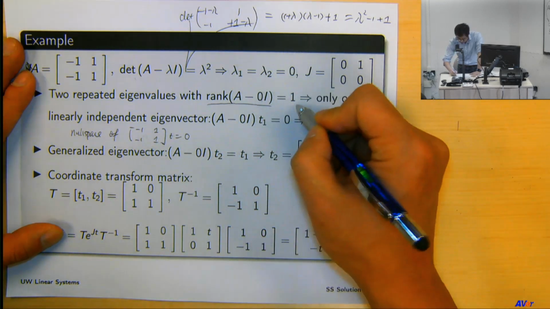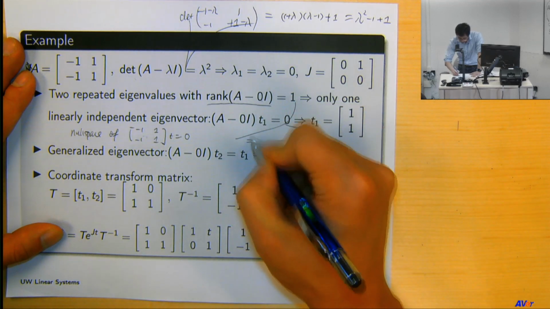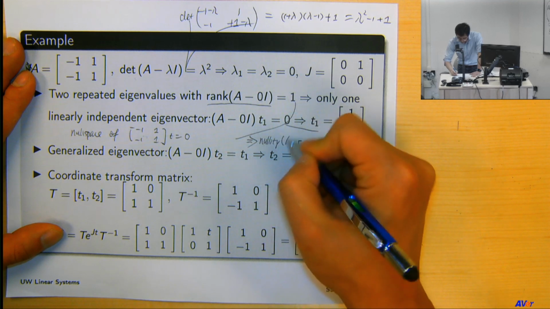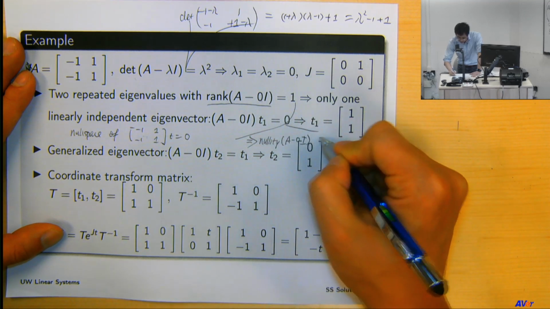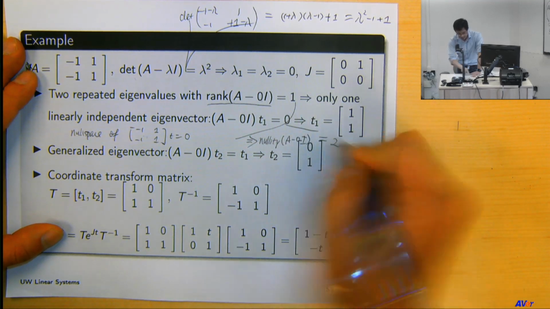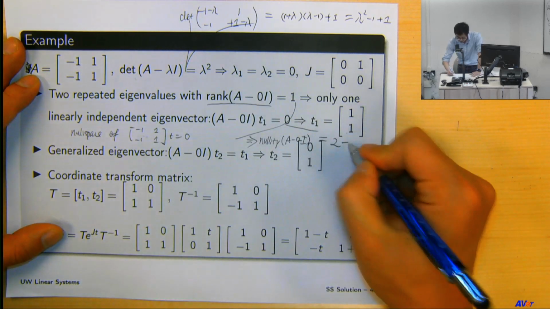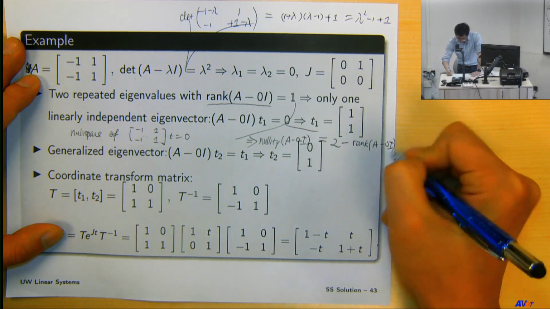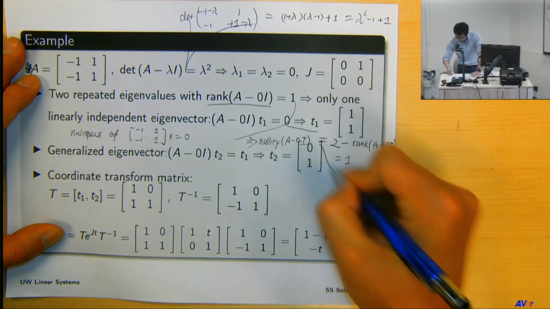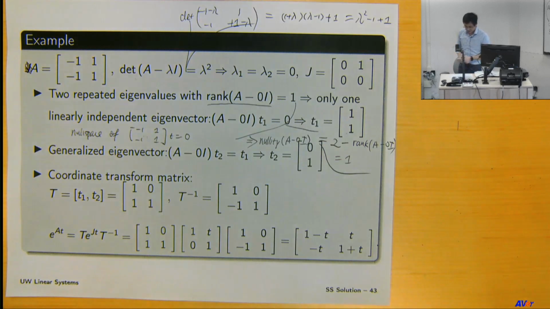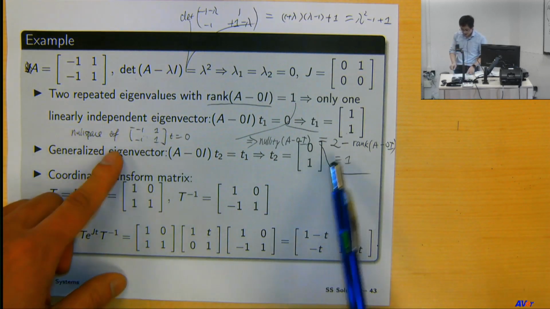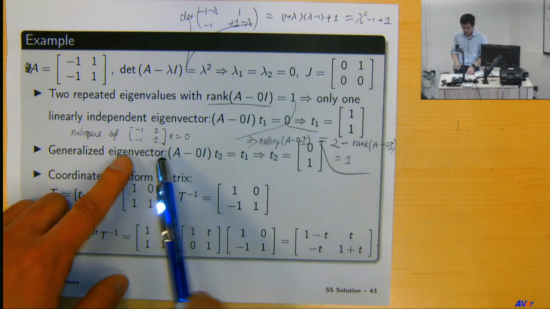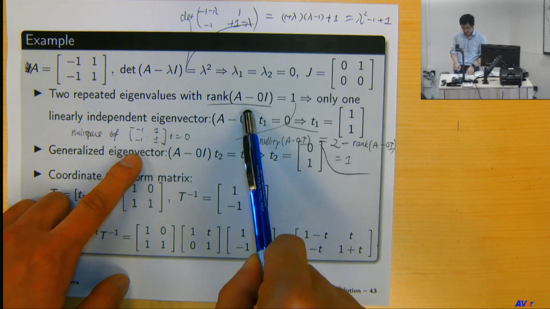So to be more specific, the nullity of A minus 0I therefore equals the dimension of the matrix, 2, minus this rank. And it equals 1. So that is the one solution out of the direct eigenvector computation.